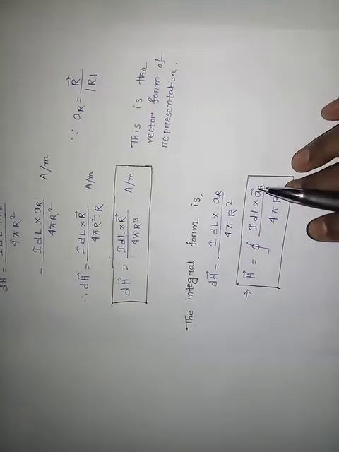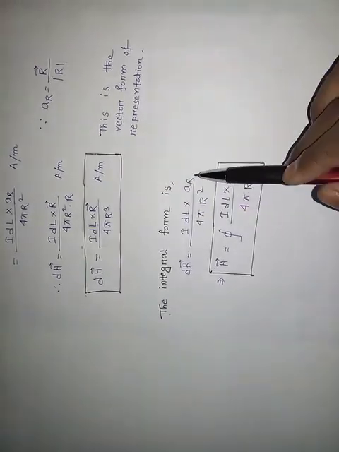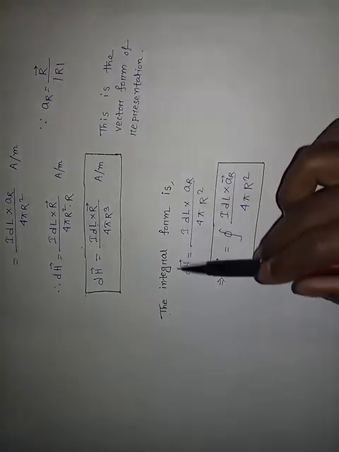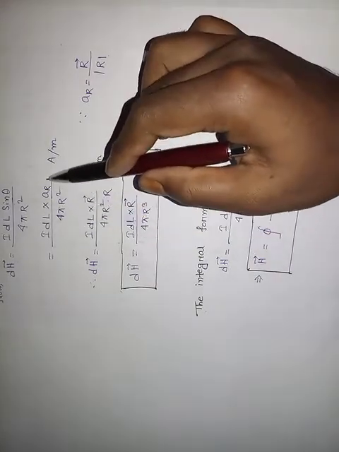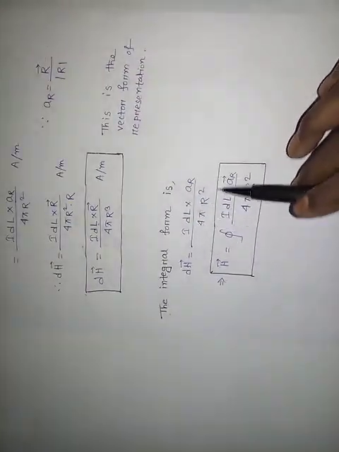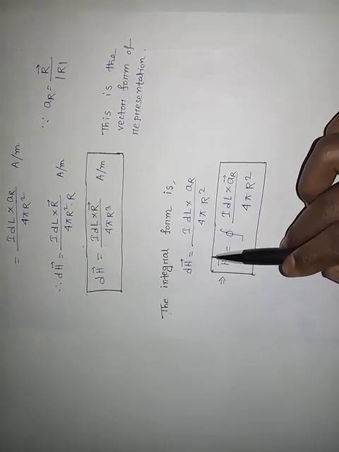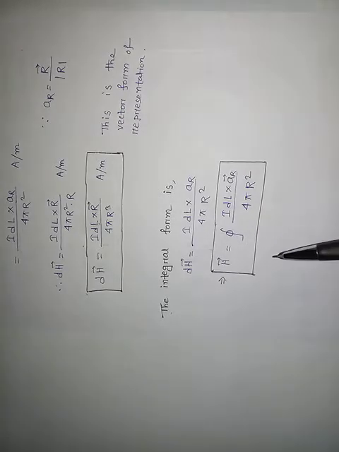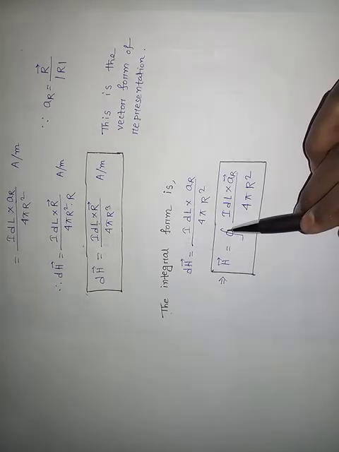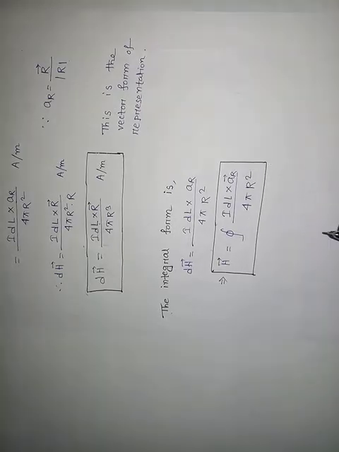And what about the integral form? Now the integral form of representation: this is actually our differential form, and from that, H equals the integral of I dl aR by 4 pi r square. Simply the d changes sides, so it is 1 by d, which is an integration. Our electrical conductor is cylindrical, that is a closed boundary, so we are taking a closed integral of I dl aR by 4 pi r square.